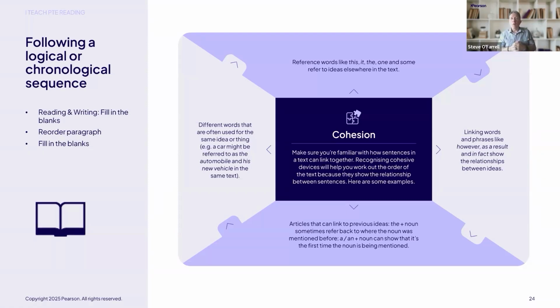And on the bottom, articles that link to previous nouns. So usually when we introduce a topic, it's indefinite. He bought a new car. The car had a steering wheel and 4 wheels. So can you see where it starts off with the indefinite introducing, and then the definite article usually follows that. So that gives us a clue as to the order of that particular piece of text.